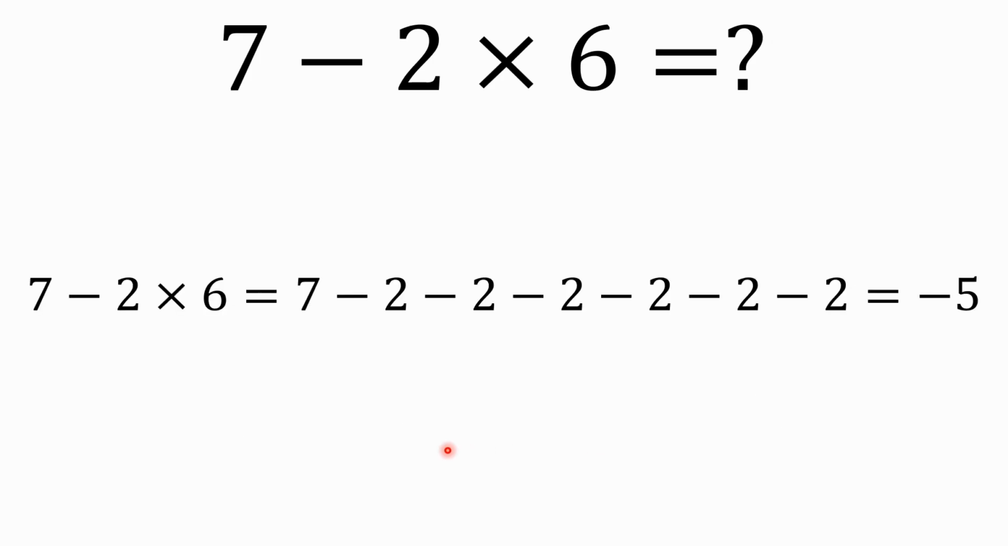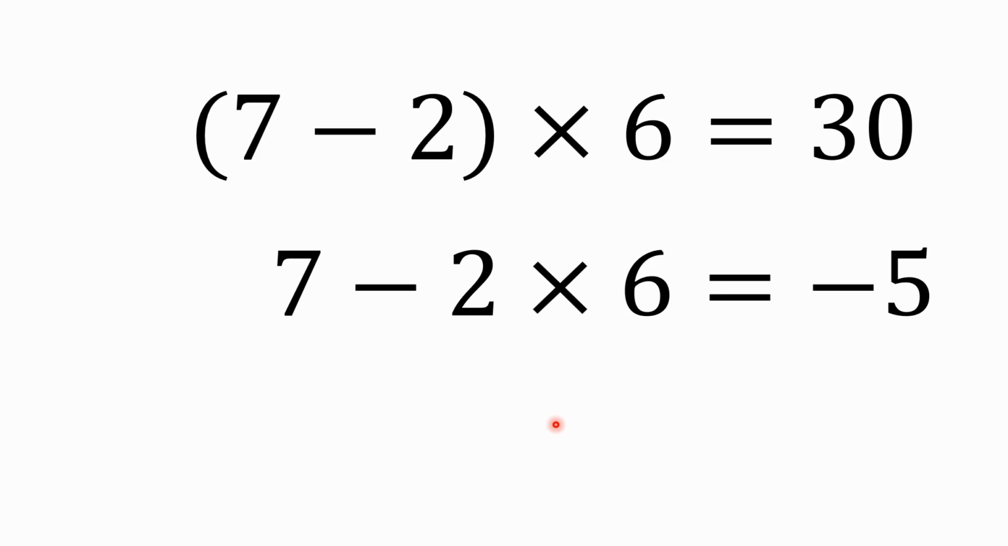Pretty simple. So when you have 7 minus 2 times 6, you can replace the multiplication with equivalent addition or subtraction. In this case, we would replace negative 2 times 6 with equivalent subtraction. And when you do that, you end up with the same answer of -5. So -5 is the correct answer.